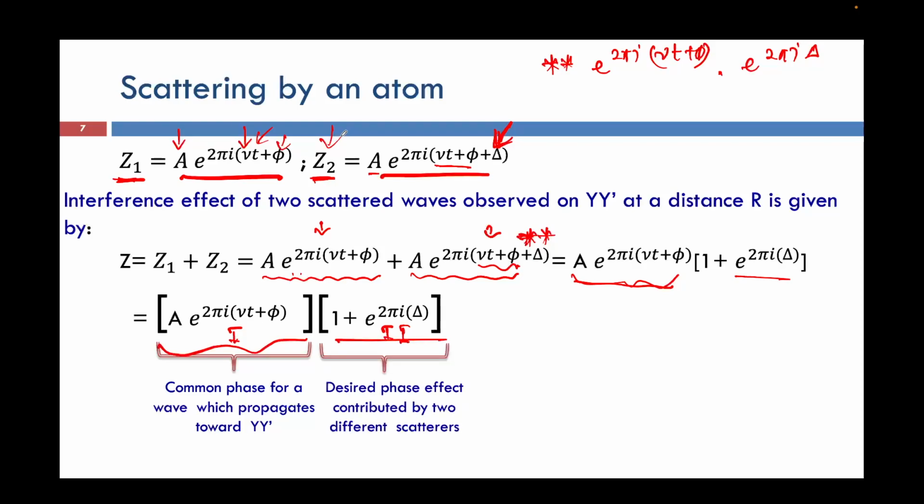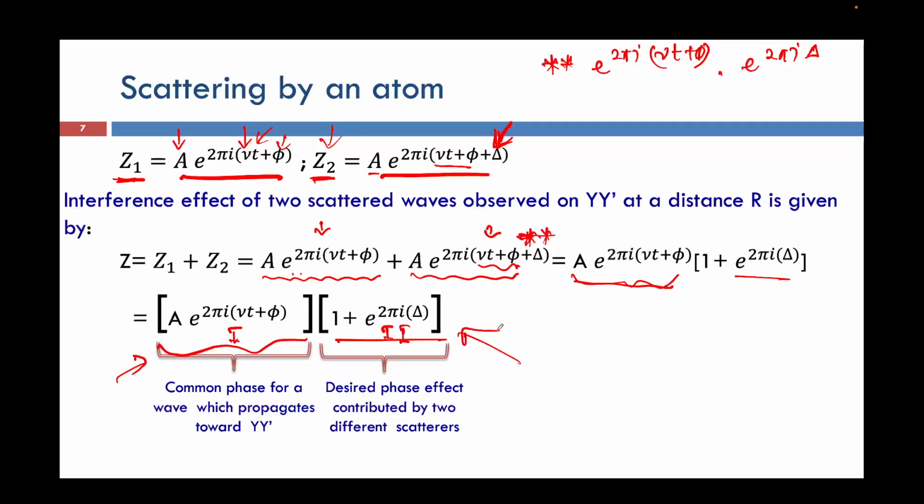However, the second phase I am talking about is coming due to the path difference between the two waves, which is contributing to the phase shift or the phase difference, right? So this is a common phase which is present in both the waves, and this effect which we are getting is not due to the common thing between the two waves, rather it is due to the phase shift which is ultimately coming from the path difference, right?